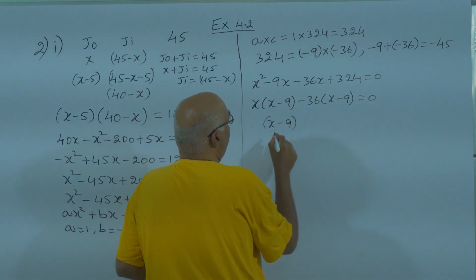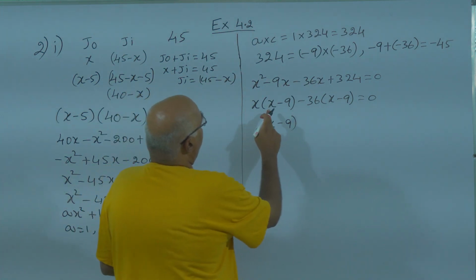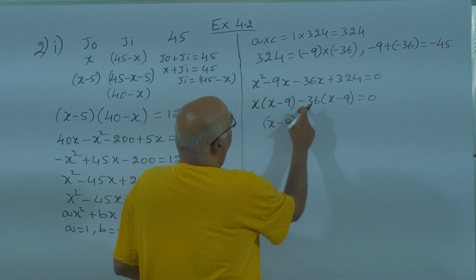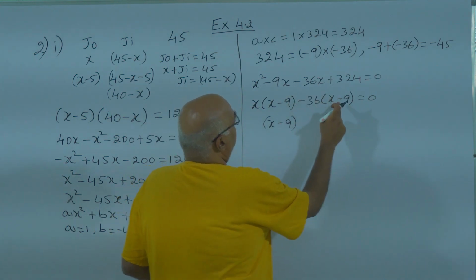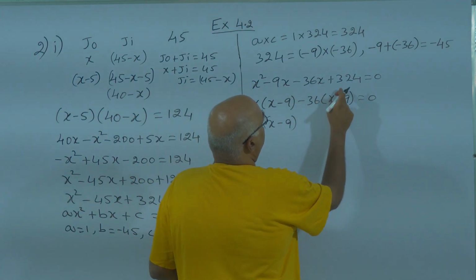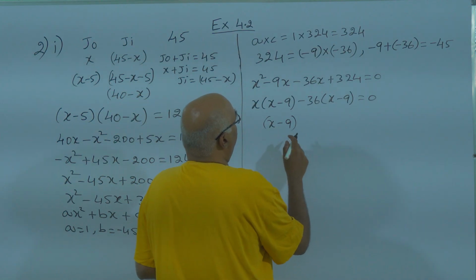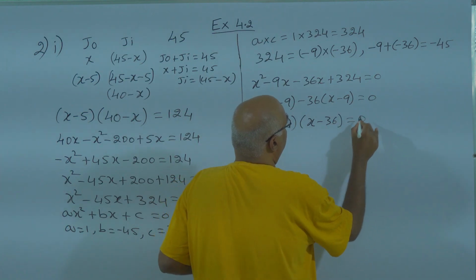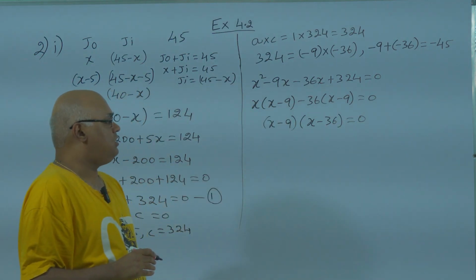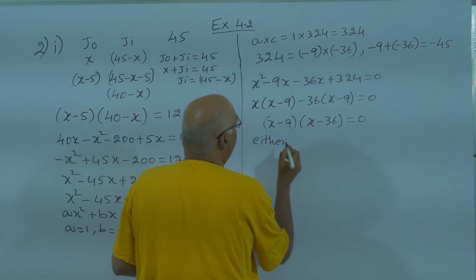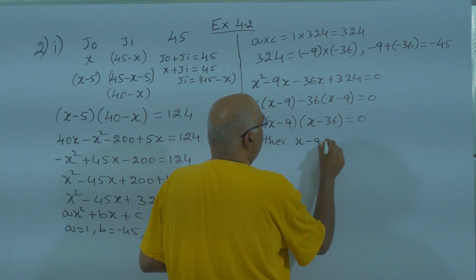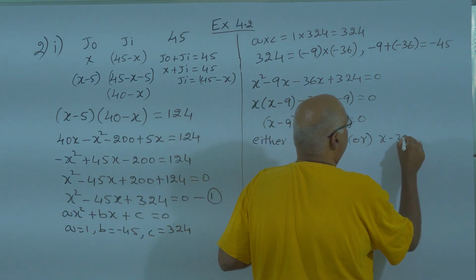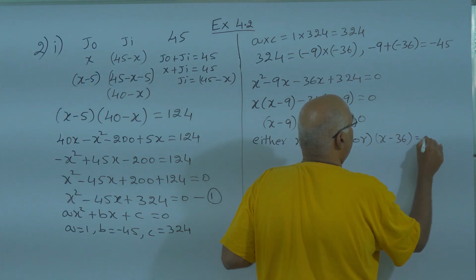So x minus 9, if I take x minus 9 common, so see here, x into x is x square, x into minus 9 is minus 9x, minus 36 into x is minus 36x, minus 36 into minus 9 is plus 324. If I take x minus 9 common, I will be left with x minus 36 is equal to 0. X minus 9 into x minus 36 is equal to 0. So this means either x minus 9 is equal to 0 or x minus 36 is equal to 0.